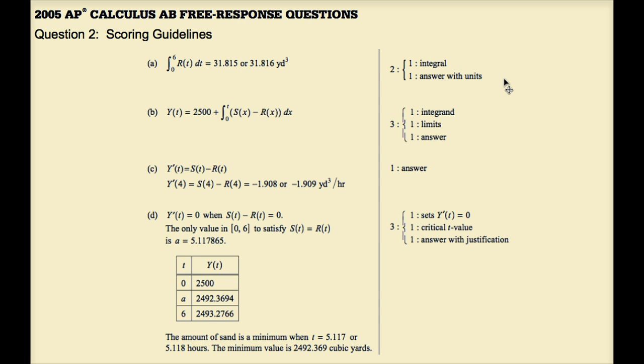Here are the scoring guidelines for that question. 2 points were awarded for letter A, 1 for the correct setup of the integral, and 1 for the correct answer with units. 3 points were awarded for letter B, 1 for the correct integrand, 1 for the correct limits or endpoints of integration, and 1 for the correct answer, which was the expression for y of t. For letter C, 1 point was awarded for the correct answer. For letter D, 3 points were awarded, 1 for setting y prime of t equal to 0, 1 for getting the correct critical value, and 1 for the correct answer with justification.